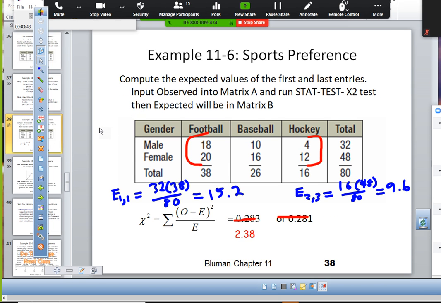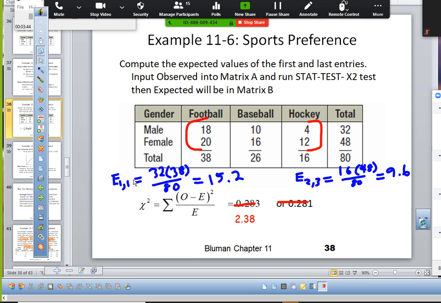Step three, you need to find your expected value. So I need you to find the first one, E11, and the last one, which is row 2, column 3, E23, the expected value for the second row, third column. So the first one was my row total 32 times my column total 38 divided by 80, so 15.2. This one is going to be my row total and my column total, so 48 times 16, or 16 times 48, doesn't matter what order they're in, divided by 80, 9.6.